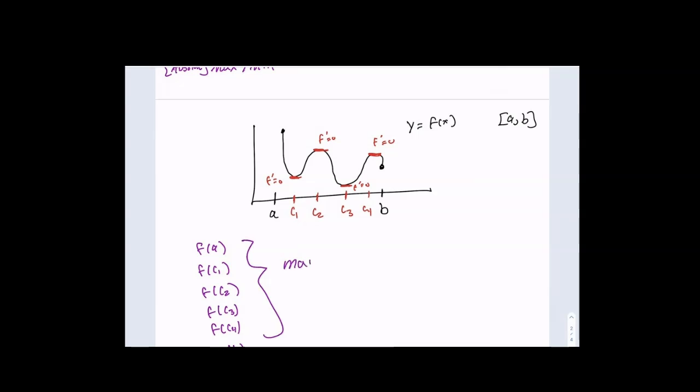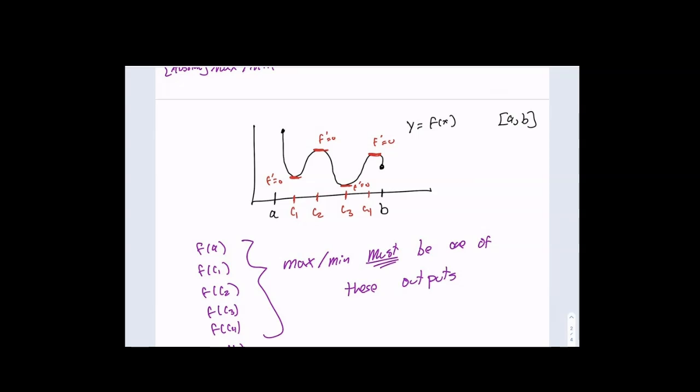The max and the min has to be one of these values. And when we say these values, we're talking about the output. It must be one of these outputs. It cannot be any other ones. And that's what the EVT tells us. That's the nice thing about EVT.